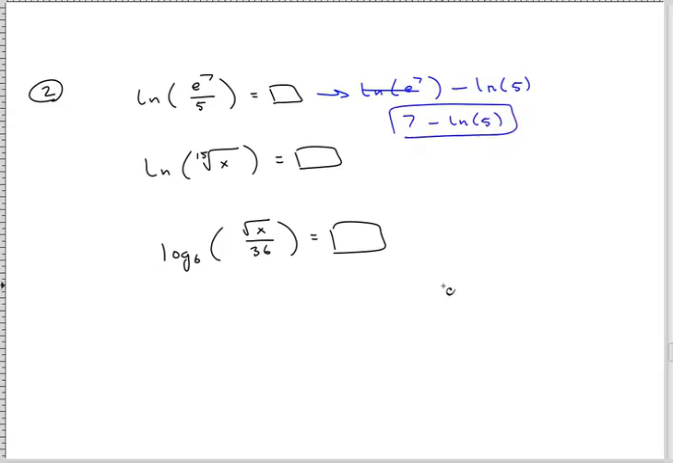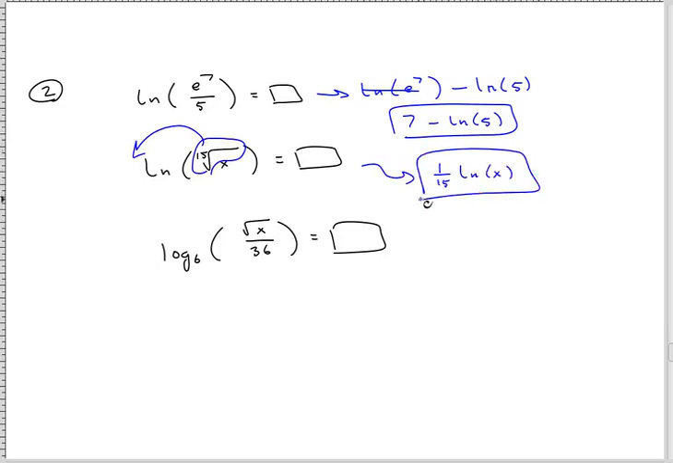Pretty easy. The power for a 15th root, so that's all one power there, and it can be brought to the front. What is that power? Do you know it? It's 1/15. So ln of x, there you go. Yet again, you're done. This one's a little bit longer.